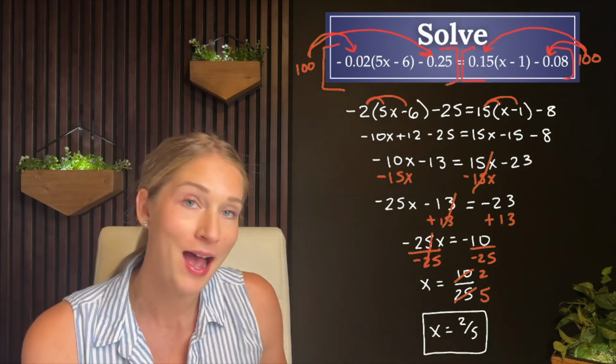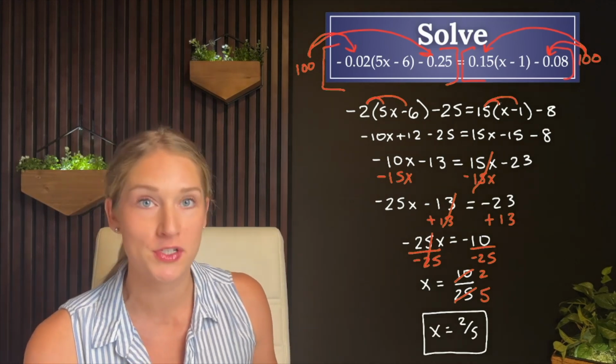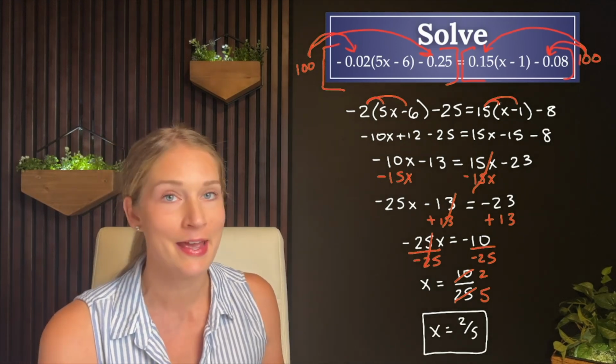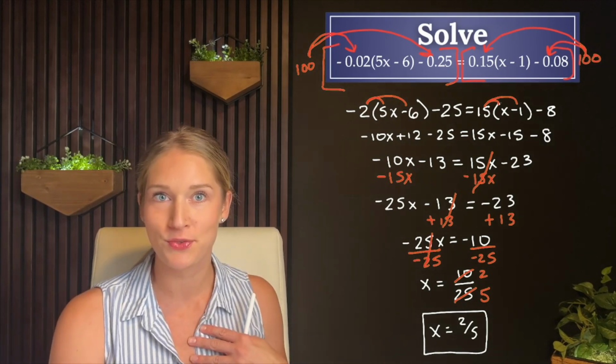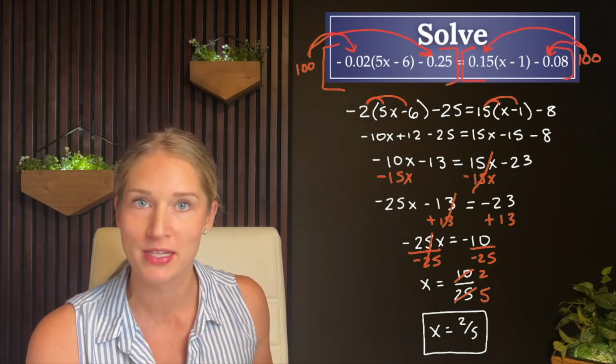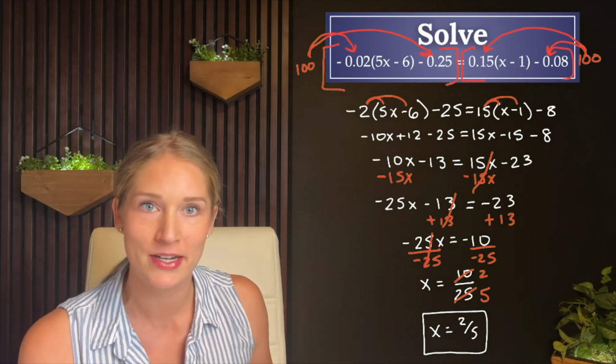Remember, you don't have to clear those decimals. If you prefer to just distribute the decimals and then do the math with the decimals, that's perfectly fine. But my preference is to go through and clear them so we only have to work with integers, and then at the end we see our answer as a fraction.